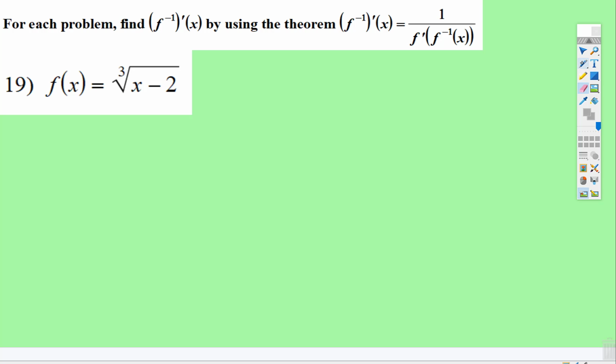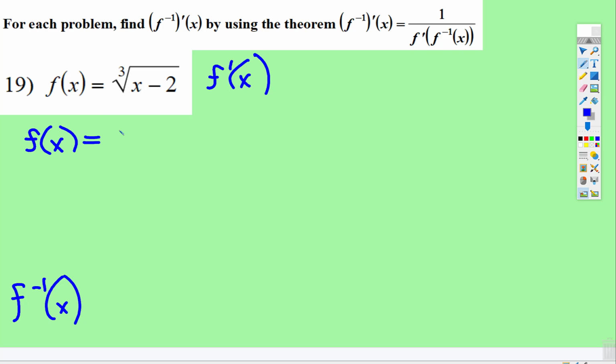Okay, remember what we need to find the derivative of an inverse. So we have our original function. We're going to have to find the derivative of that function, and we're going to have to find the inverse function.